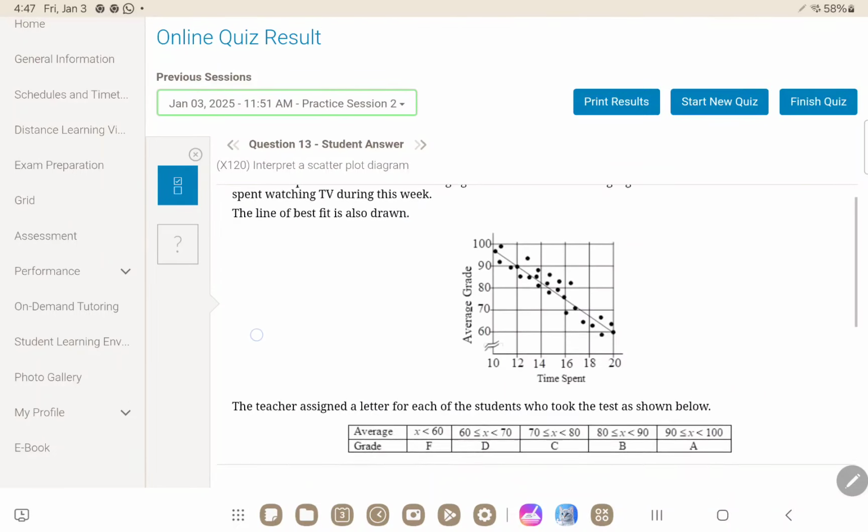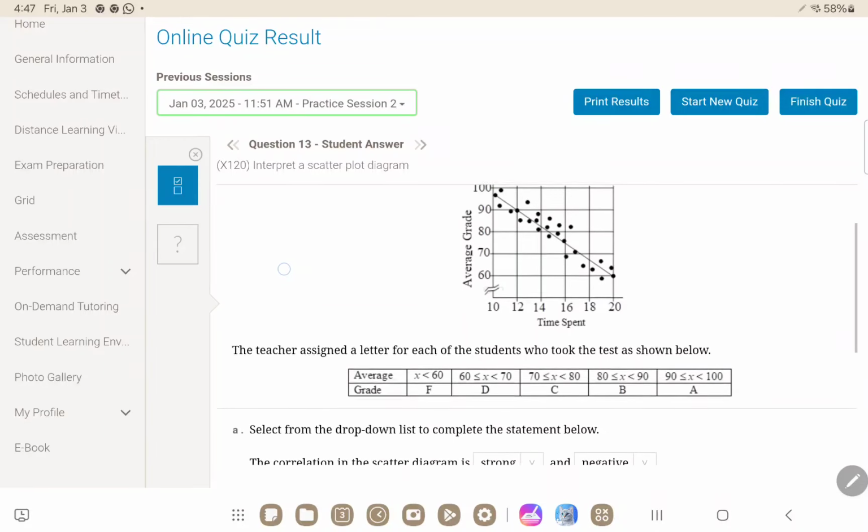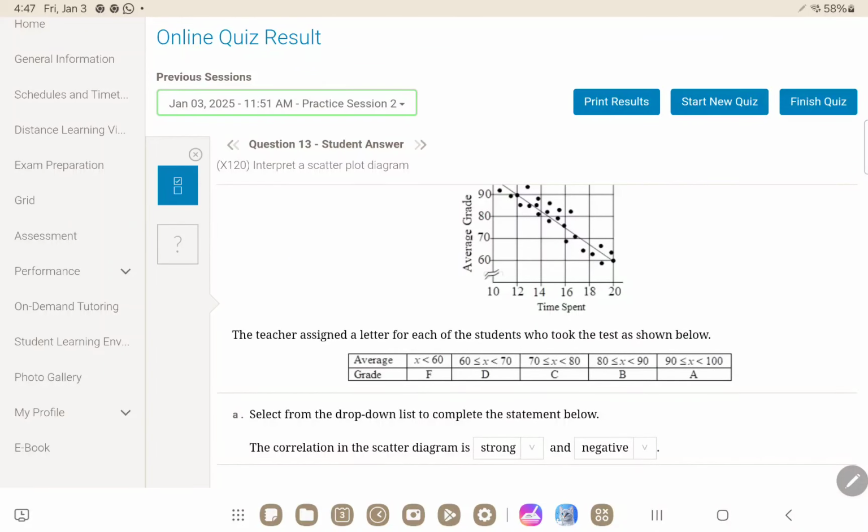Okay, now here we have a scatter plot. So the correlation is strong and negative. How do we know? If all the dots are around the same area and they're all around this one line, then it's strong. And if it's going downwards, from left to right, it's negative. So that's how you solve part A.